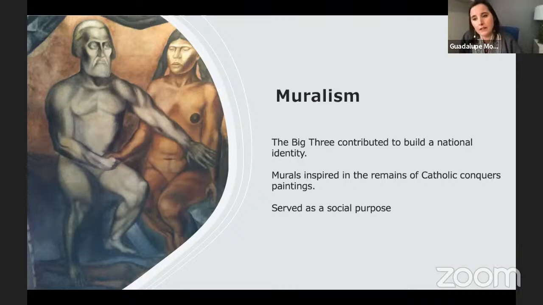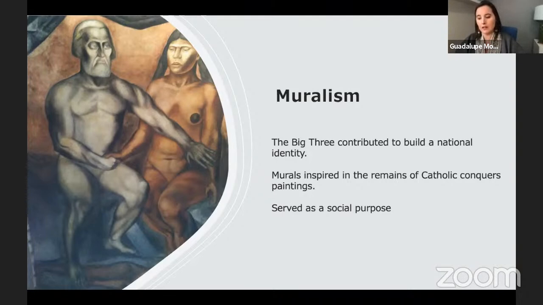Diego Rivera, together with José Clemente Orozco and Siqueiros, as I said, became very well known, and they were called Los Tres Grandes, or the Big Three. Despite the differences in political belief among the three of them, the three artists played a very important, instrumental role in building a national identity. Their murals found inspiration in the visual remains of the Catholic conquerors and also the wall paintings of the Aztec culture.